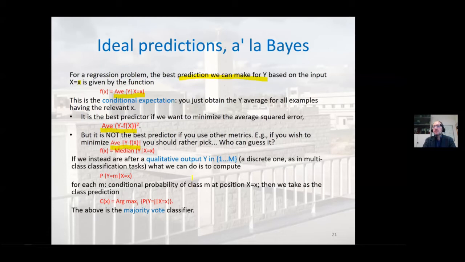If you want a discrete output, so a class label, for instance, what you can do is to compute the probability that y is that class given the data. Okay, and if you have a multi-class problem, then you can take the class which gives the highest probability, the majority vote. Okay, and so does this solve our problem? It does, but the problem is in general that we do not have access to these conditional probabilities.